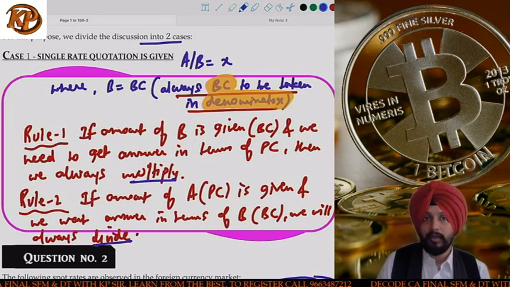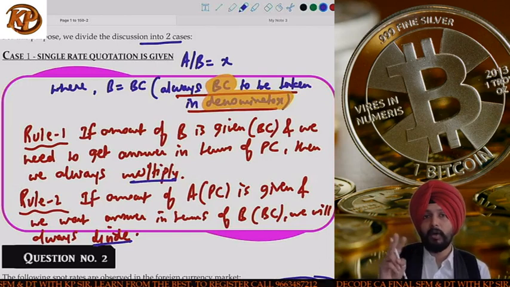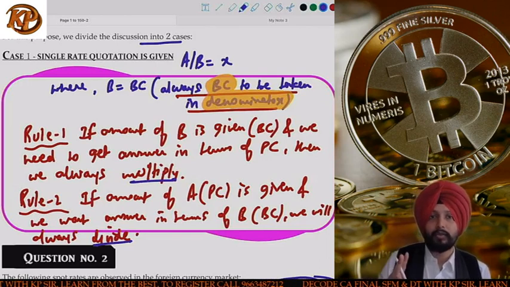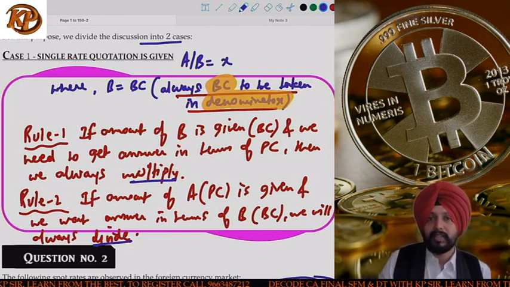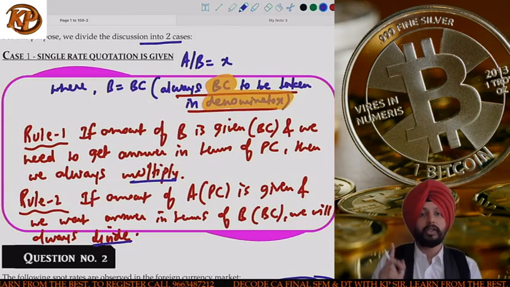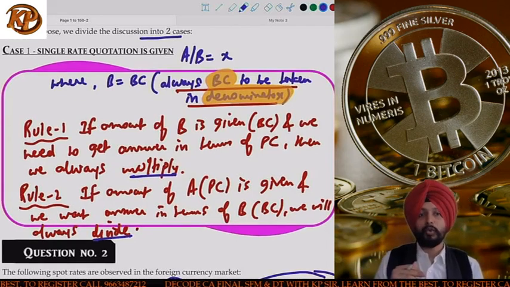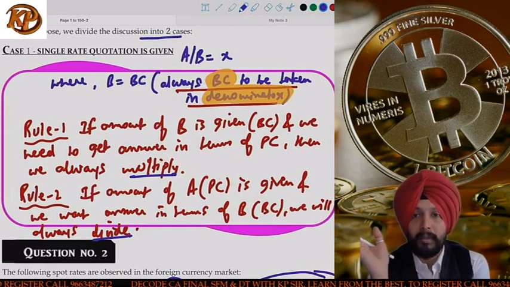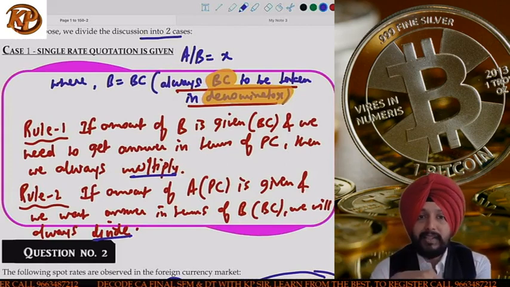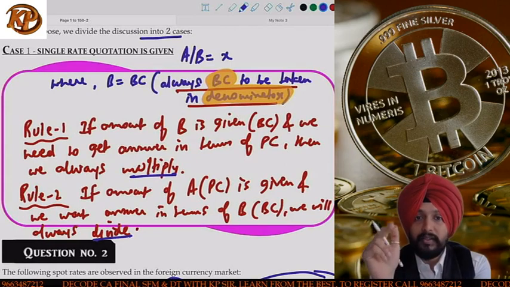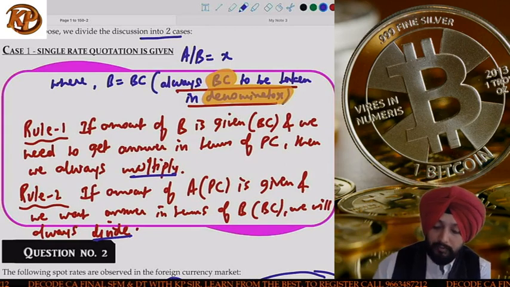Okay, case number 1 we have discussed, which is A oblique B is equal to X. That is, single rate quotations are given where B is the base currency, and you should write base currency always in the denominator. Two rules are there, guys. Base currency is given, you want to convert into price currency, you got to multiply. Price currency is given, you want to get answer in terms of base currency, you got to divide. Two things only we have discussed.